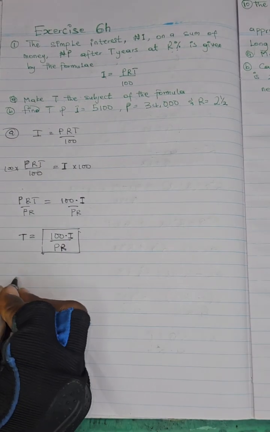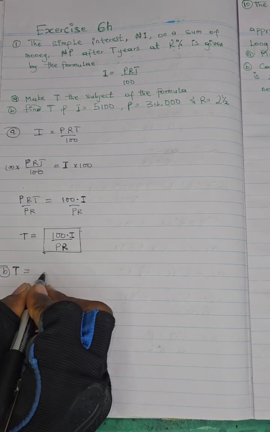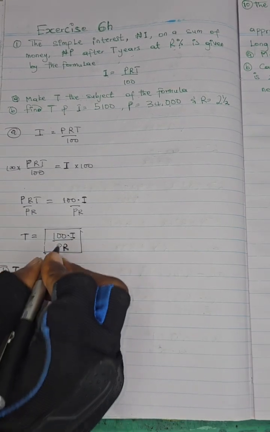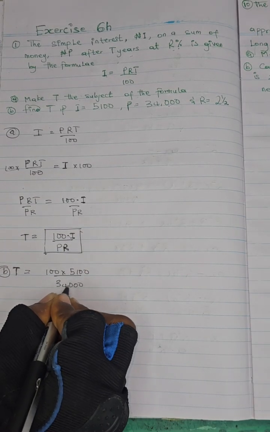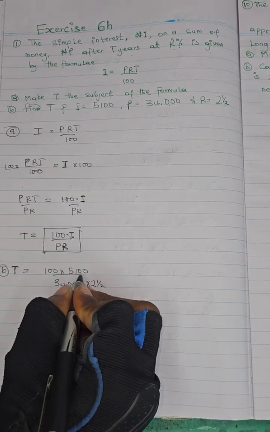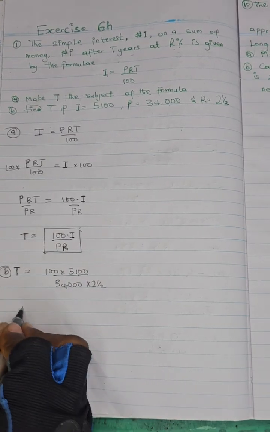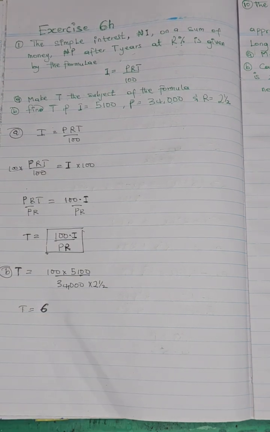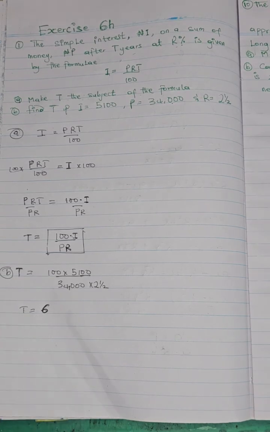Are we together? So let's find T. For the B part of it, we have that T is equal to this. So we'll start substituting: 100 times our I is this, our P is 34,000, and our rate is 2 and 1 over 2. So I might decide not to go further on this. By the time you punch this in your calculator, we are going to get that T is equal to 6. We know that for simple interest the time is usually in years, so we assume it's 6 years. So let's go to the next example.